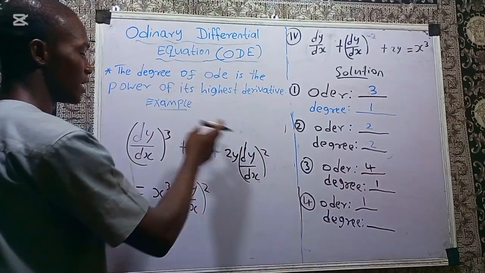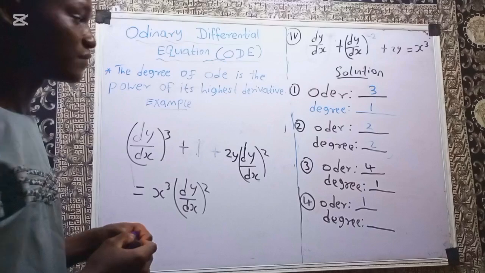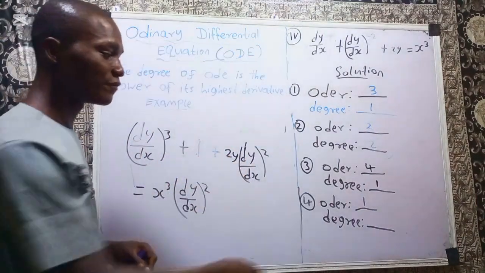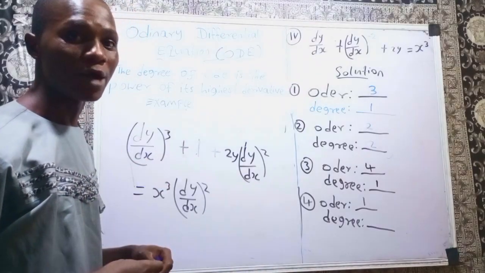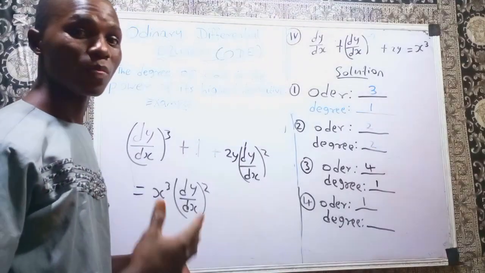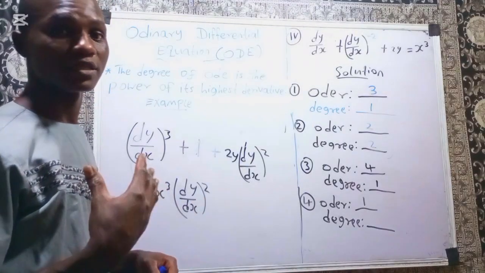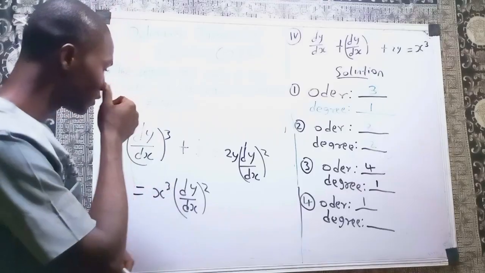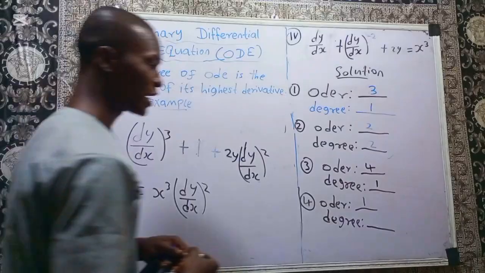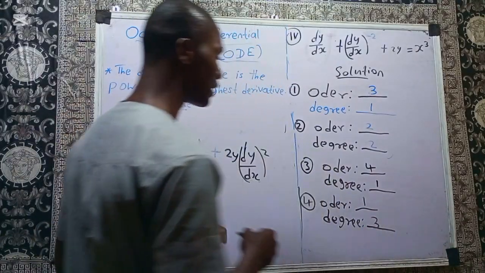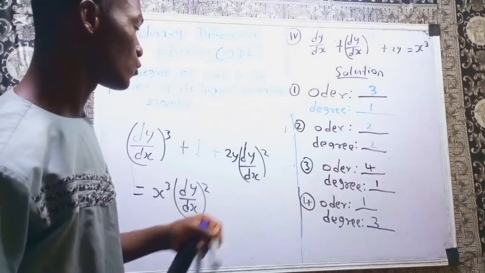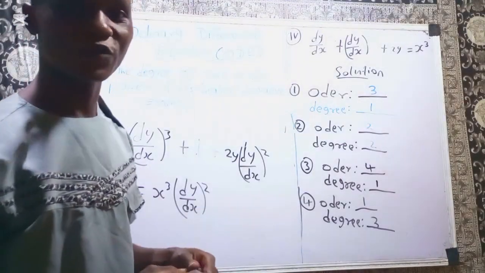All the indices or powers of the derivative are positive. Since all of them are of the first derivative, and the definition of degree is the power of the highest derivative, we basically look for the one with the highest power. One has power 2, this one has power 2, and this one has power 3. So the highest power is 3. So the degree of this ODE is 3, while the order is 1. Thank you so much for being part of this class.